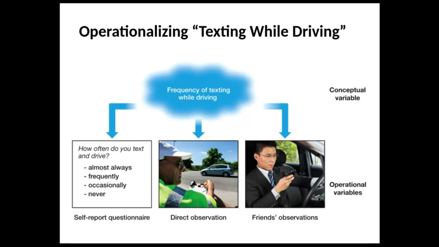aggression. So for this one, we can ask in a self-report, and we can ask people, how often do you text and drive? We can either give them an open-ended answer, which is sort of what we call qualitative and not quantitative. We want to stick to stuff that we can directly measure, especially in this class. So let's say quantitative. We'll give them options to answer from. In this case, almost always, frequently, occasionally, or never.